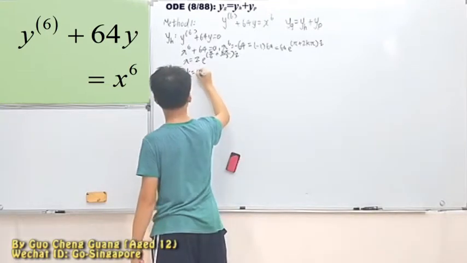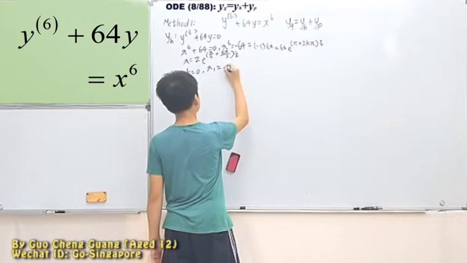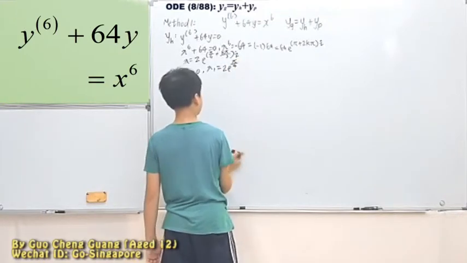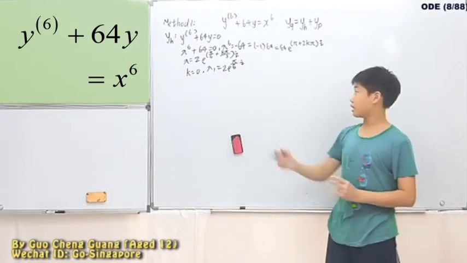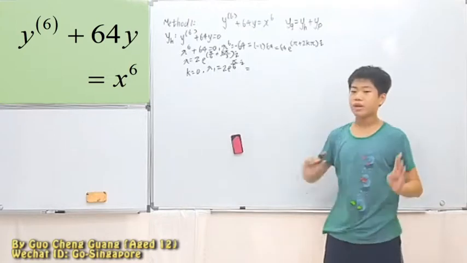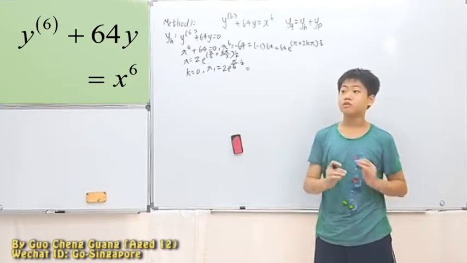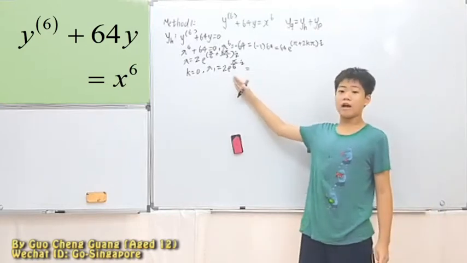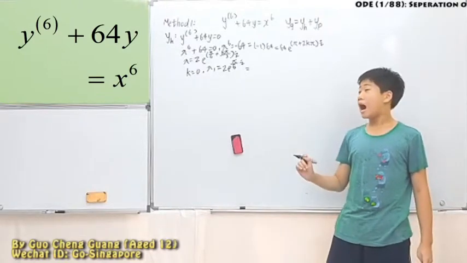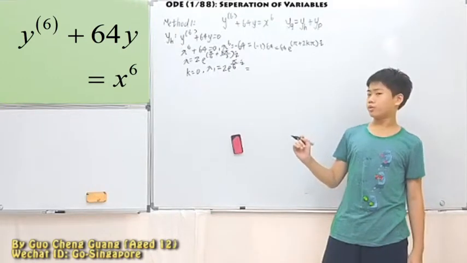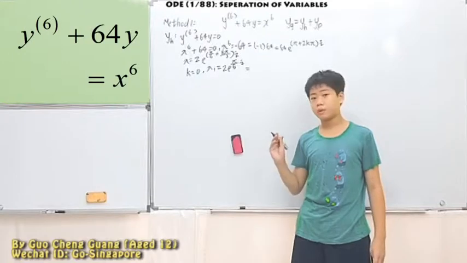So 6 roots, let's start from k is 0. If k is 0, lambda 1 is 2e to the power of pi over 6 times i. We have to find out what this is, so that at the end, when we find yh, we will be able to find everything. So that means you have cosine pi over 6. Now, cosine pi over 6, is it square root of 3 over 2? Or is it a half? For this part, you have to think about it first.